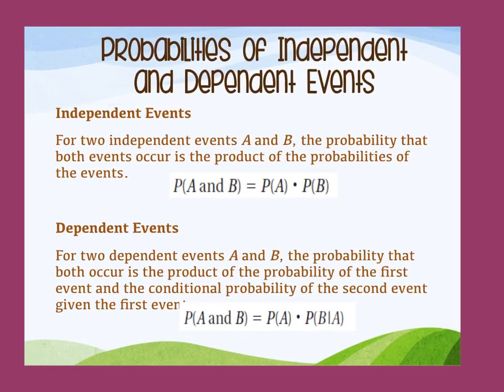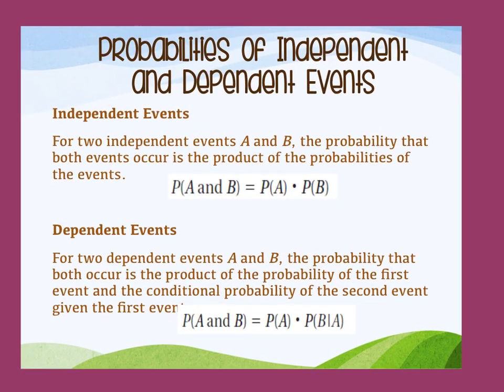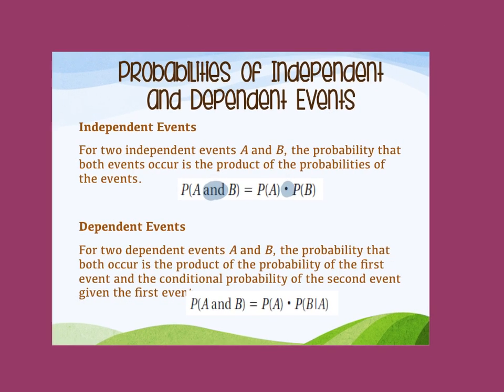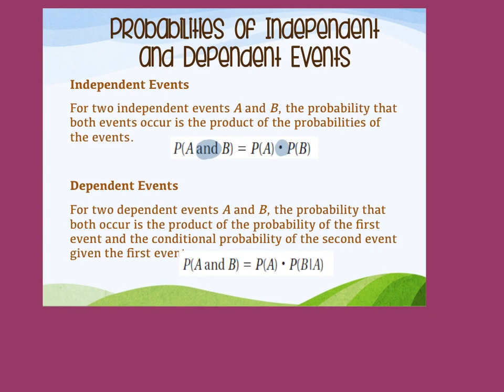Okay, probabilities of independent and dependent events. So independent events is what we talked about yesterday. Two things that you start with the same fresh sample space. And remember, we say if it's and, we multiply. If it's dependent, meaning that the first event affects the second event, we would take the probability of the first event and we would multiply it by the probability of the second event occurring, assuming the first has already happened.